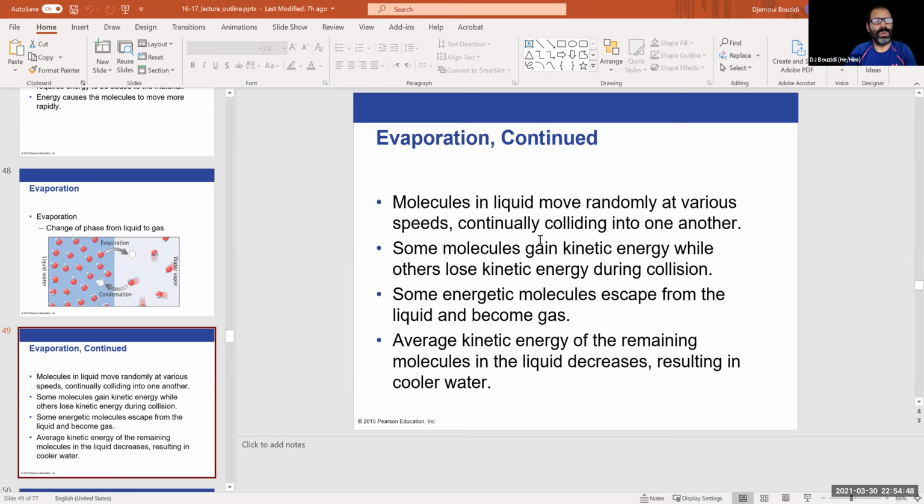So this is a short range order. In the case of gases, there is no order, there is no interaction between them. Each and every one of them is moving on its own. So this is, in a nutshell, the difference between the three phases.